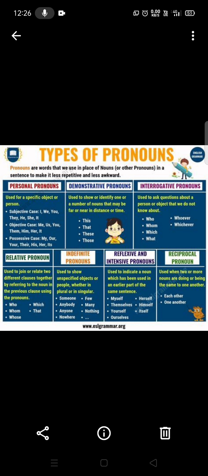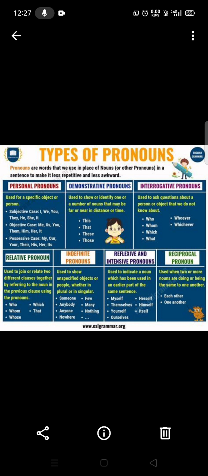So friends, we have three types of personal pronouns: first person, second person, and third person, and these are used in three different cases. The next type of pronoun is the demonstrative pronoun.